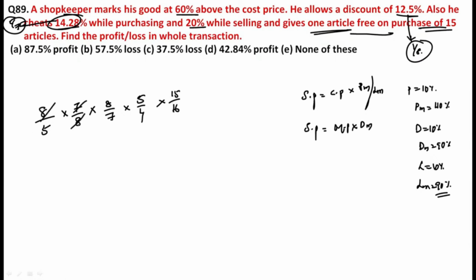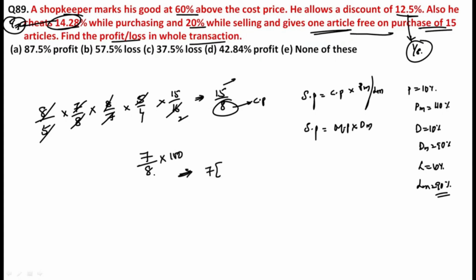Now 8 8 cancel, 7 7 cancel. So 5 cancel, 8 ones are 8, 8 twos are 16. Now the final value is 15 by 8. Now the question: what is the profit or loss percentage? If it is 8, then 8 is the cost price. They sell for 15. Definitely we get a profit. How much profit? 7 quantities are profit out of 8. The answer is 7 into 12.5, which is 87.5.